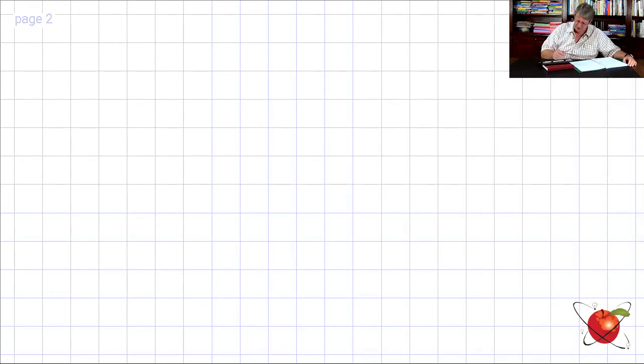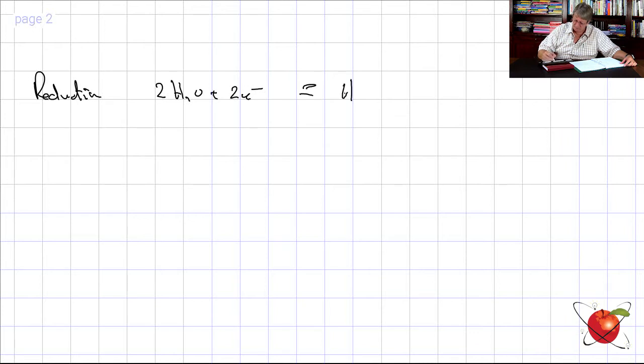Put the reduction reaction of water. Remember, you've now got a line through it. I'm going to redo it: 2H2O plus 2 electrons going to H2 gas plus 2OH minus, like so. Now this is at minus 0.83. You've got it already as a line.